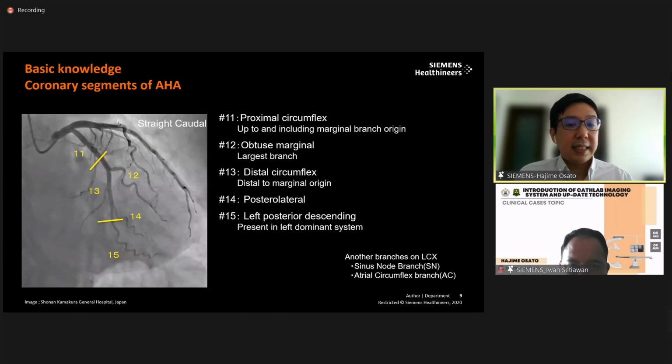The last is LCX. It is segments number 11 to 15 in the AHA segmentation. LCX also has a sinus node branch. In the clinical field, the doctor says the segment number during diagnostic and intervention cases. So we need to get knowledge about the AHA segment numbers.